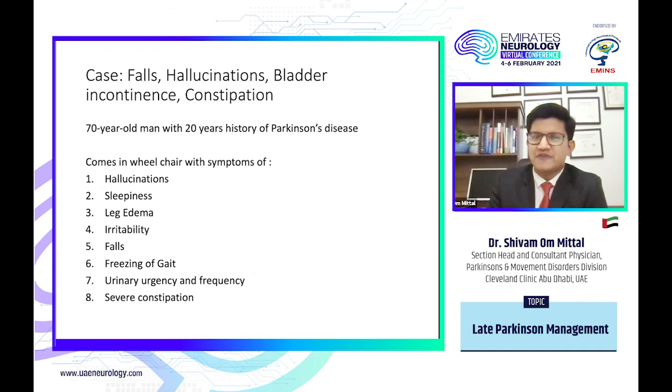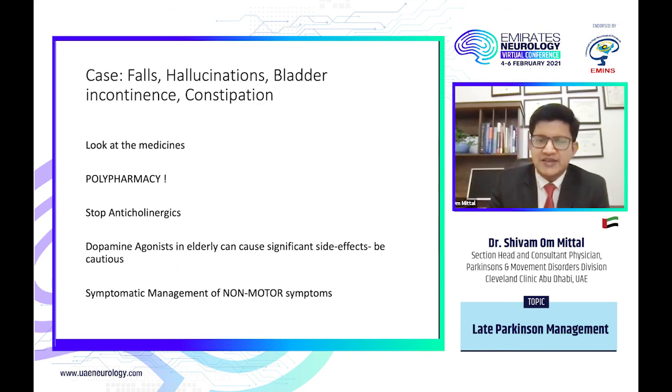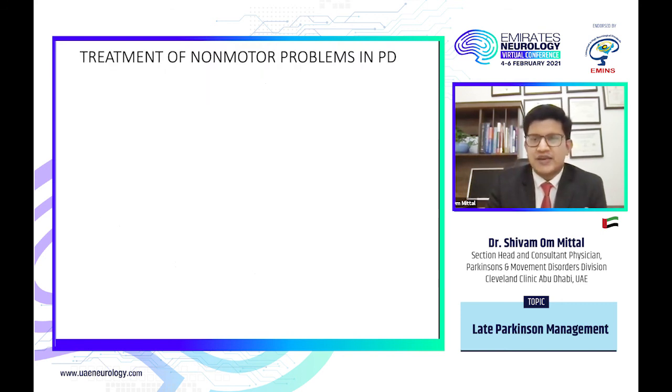Now, this is something we see very often in our busy movement disorders clinic: patients coming with more than 10, 15 years of history of Parkinson's disease, elderly people. They have hallucinations, sleepiness, leg edema, irritability, falls, freezing of gait, bladder frequency, urgency, severe constipation, a lot of symptoms. At that point, you look at the polypharmacy, what medications they are on. Are they taking Cinnarizine? Are they on anticholinergics? Any antipsychotic medications, prokinetic agents? All these have to be looked into. Symptomatic management of non-motor symptoms is very crucial in these patients.